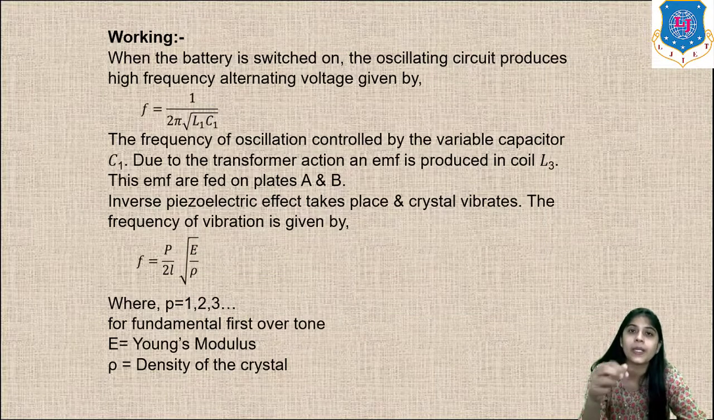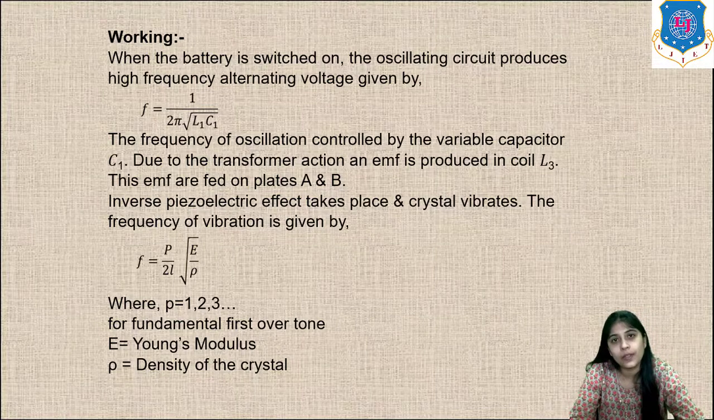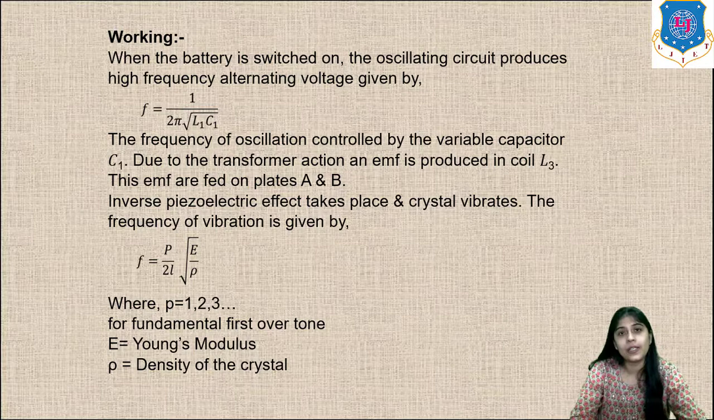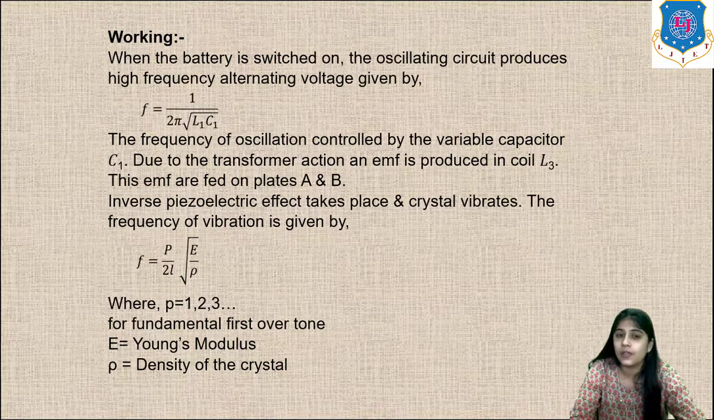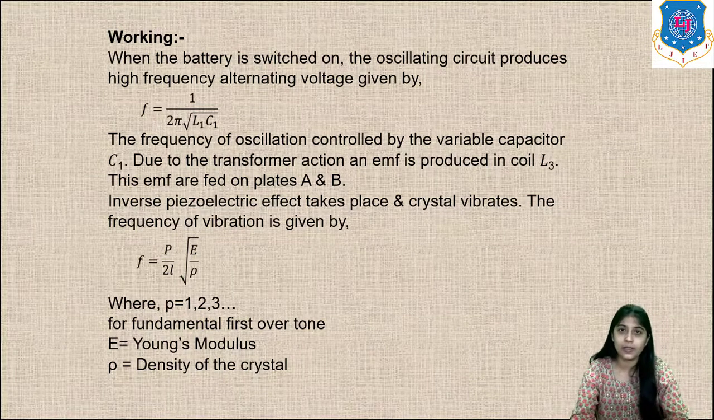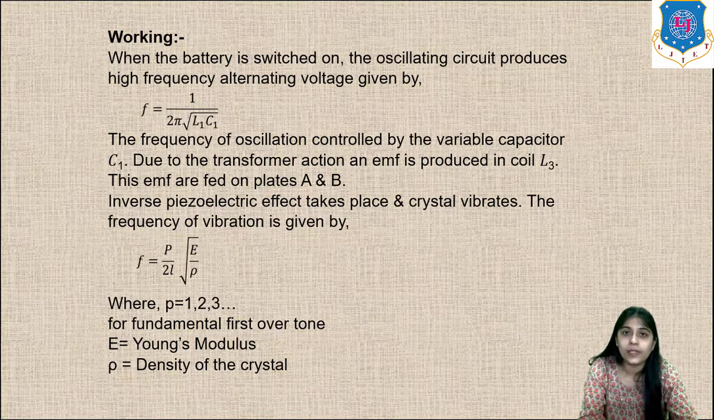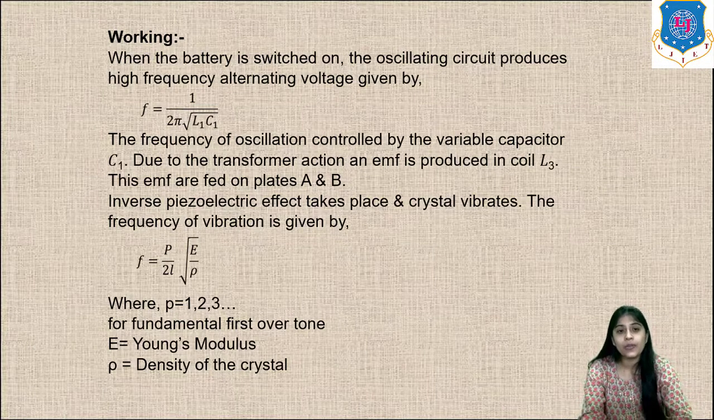Now let us brief some points. When the battery is switched on, the oscillating circuit produces a high frequency alternating voltage, which is given by 1 upon 2 pi root L1C1. The frequency of oscillation is controlled by the variable capacitor C1. The purpose of using a variable capacitor is that we can tune the value of the capacitance in such a way that both frequencies match, so we can get a resonance condition and thus ultrasonic waves can be produced.